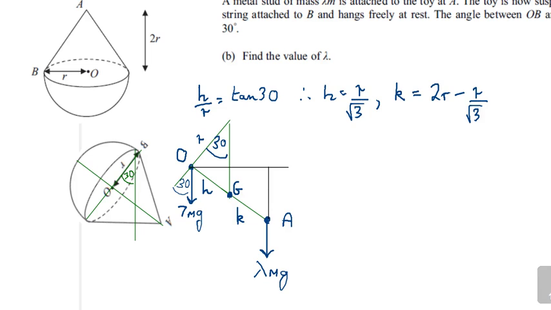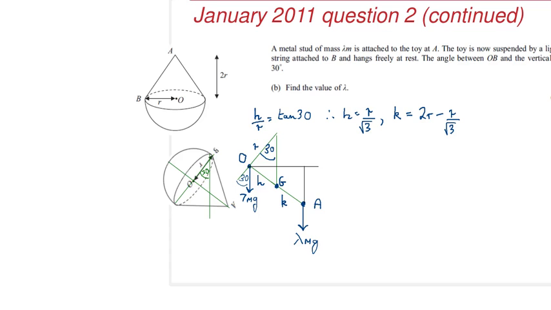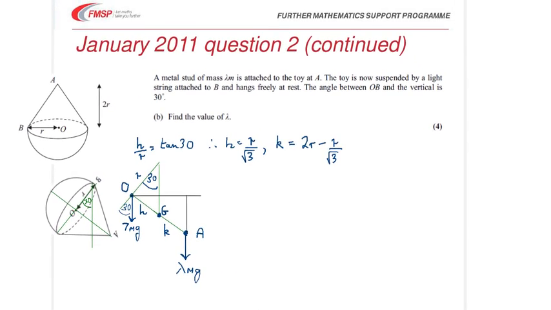For the second part, I've already done a drawing. I just need to zoom out. That's better. So for the second part, a metal stud is attached at the tip of the cone, and the whole thing is suspended by a string attached to B, so it hangs as shown in this bottom diagram. The angle between OB and the vertical is 30 degrees. So I've drawn a bigger diagram of that, showing the line from O to A. Here's the 30 degree angle between OB and the vertical.